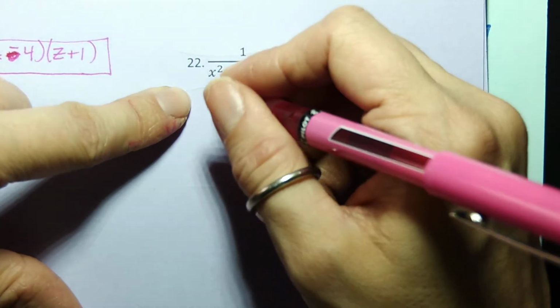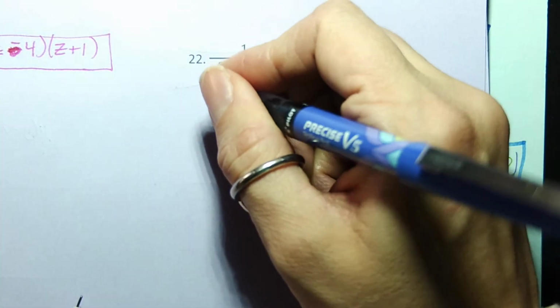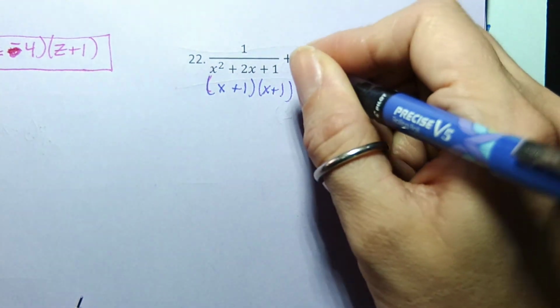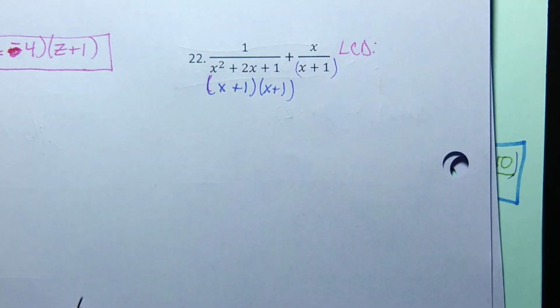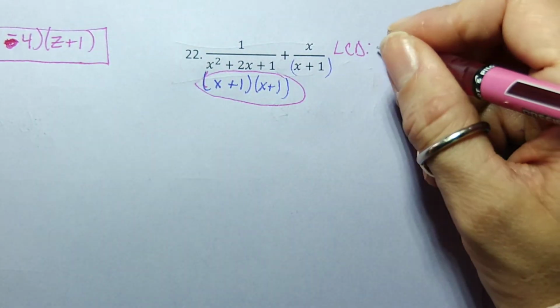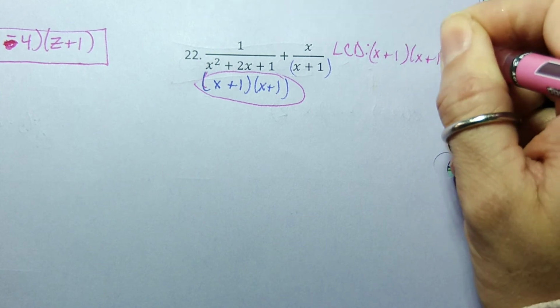And then for this one, let's see how we did on this trickier one. We factor that denominator as x plus 1 and x plus 1. And then this one is x plus 1. Folks, what's the greatest amount of x plus 1s we have in one term? There's 2. So x plus 1 times x plus 1, or x plus 1 squared, would be your common denominator.